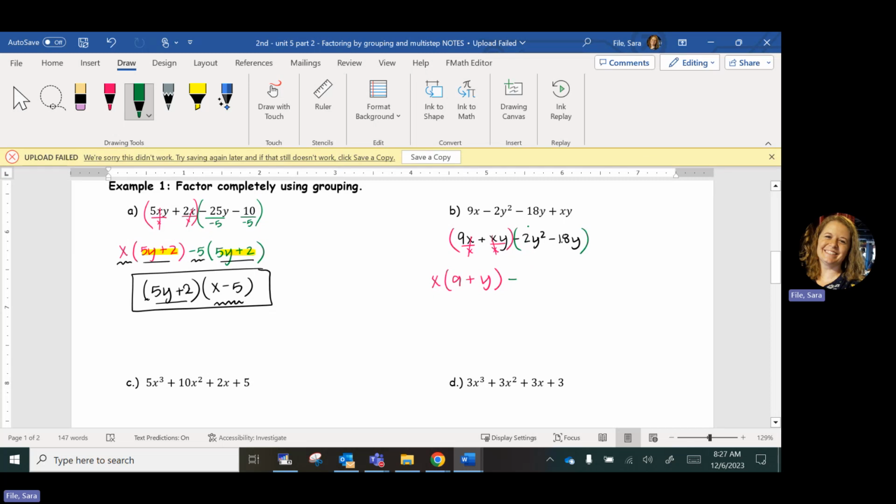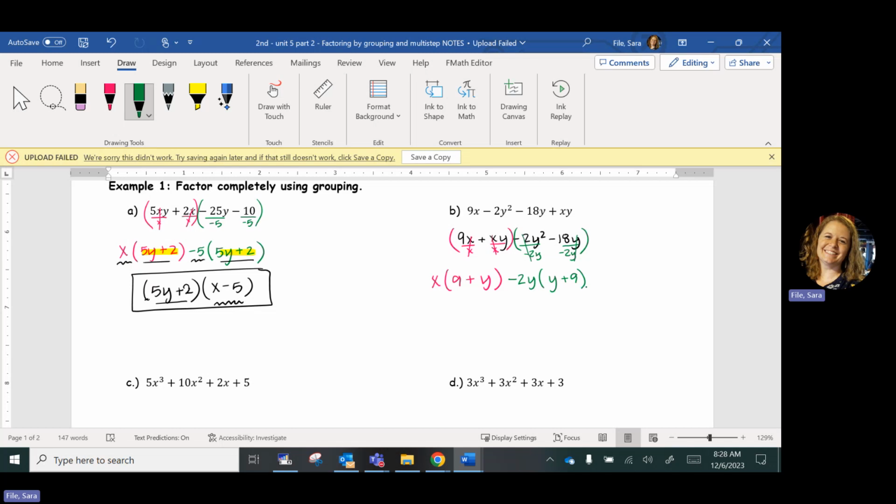I can take out a 2y, so a negative 2y. So if I take out negative 2y, what am I going to be left with in each term? Here, the negative 2's would reduce, and y squared over y would just be left with y. And then over here, the negatives divided would become a plus, and then 18 divided by 2 is 9, and the y's reduce. Now do my leftovers match?